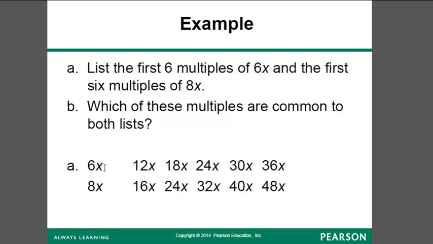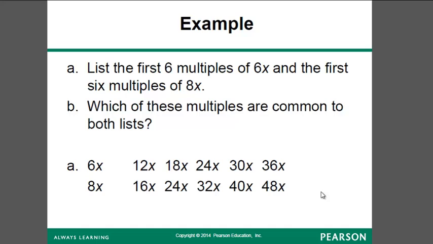So here I have done that very thing. 6x times 1 is 6x. 6x times 2 is 12x. 6x times 3 is 18x, and so forth. These are considered the multiples of 6x. This row is considered the multiples of 8x. Multiples is where I've taken a number and multiplied it by other numbers.